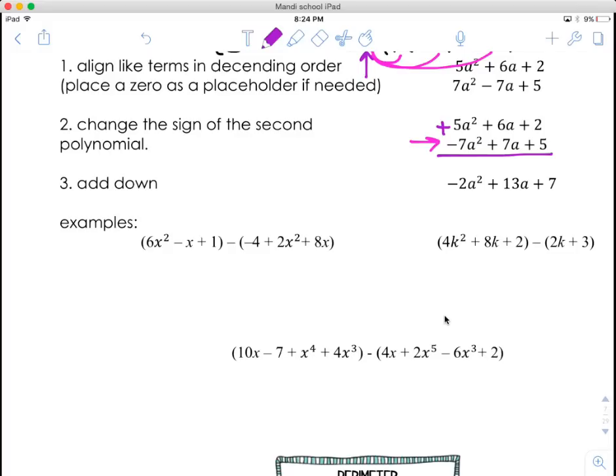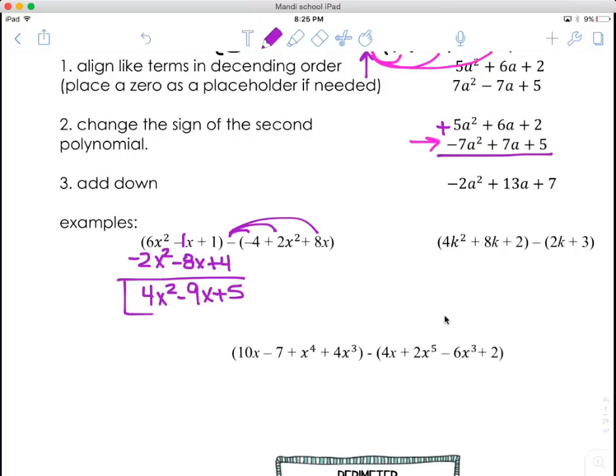So let's look at this one. We want to line them up underneath. So let's first put this in order. So remember, we're going to have to distribute this. So as we write this down, this would be -2x squared. This would be -8x, and it would be plus 4, because you are changing the sign of each term inside of that. And then this is your invisible one right here. So then you add down. 6 plus a -2 is 4x squared. -1 plus -8 is -9x. And 1 plus 4 is 5.